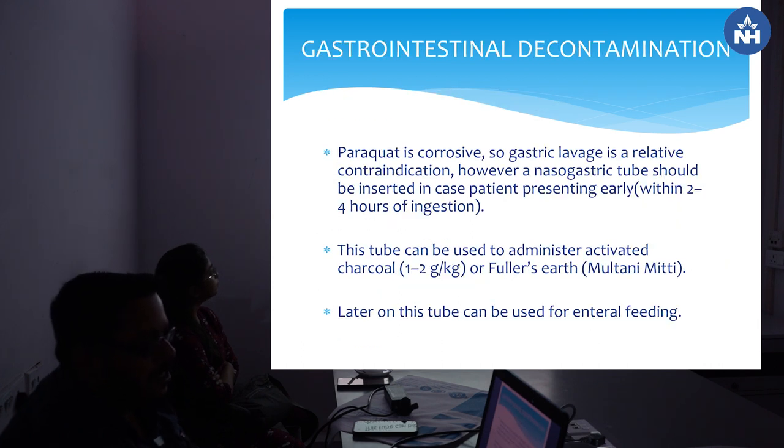Gastrointestinal decontamination. Paraquat is a corrosive poison, so gastric lavage is a relative contraindication. However, a nasogastric tube should be inserted in case of a patient presenting early, within 2 to 4 hours of ingestion, since with later progression there will be more ulcerations of the mouth and the esophagus, so it will be difficult to introduce the nasogastric tube. This tube can be used to administer Fuller's earth or Multani mitti, which is also known as activated charcoal, 1 to 2 gram per kg. Later on, this tube can be used for enteral feeding.